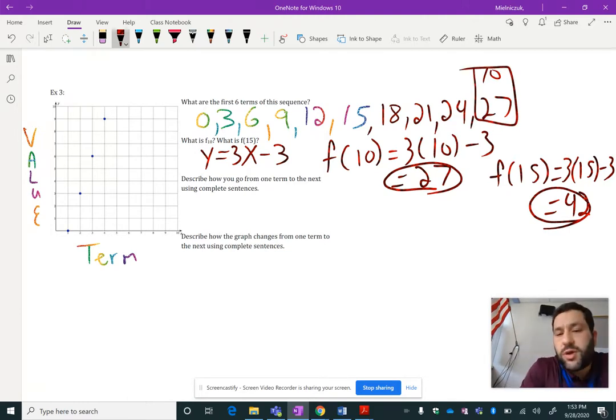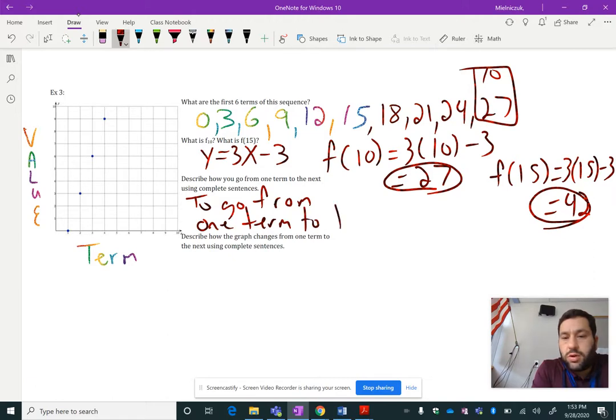So don't worry too much about the equation now, because that is something we'll look at later, but that is how we'd figure it out. It says, describe how you go from one term to the next using complete sentences. Well, let's think about this. If we know one term in this sequence, how much are we adding each time? We're adding 3. So we can say to go from one term to the next, add 3.